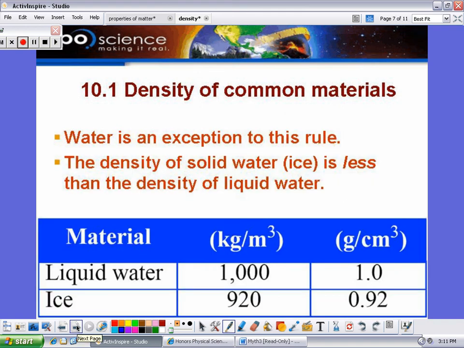Water is an exception to this rule, as we said before. Density of solid water is less than the density of liquid. So here again, we have the density of water and ice. And it will make sense when we talk in the next couple chapters about the molecular structure of water.